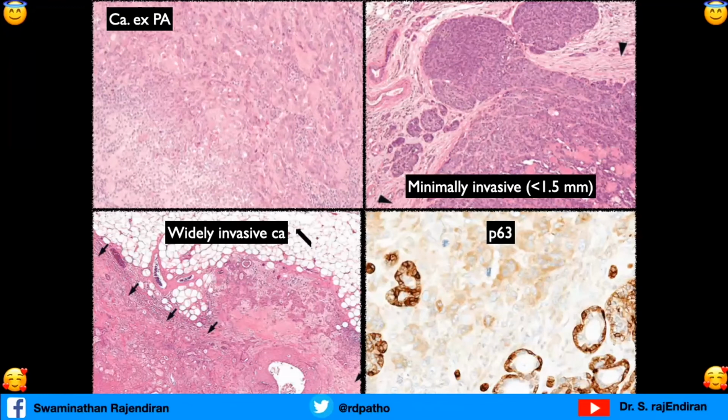And here it has come out. This is the border of the pleomorphic adenoma. Carcinoma has come out into the adipose tissue. So this is widely invasive.